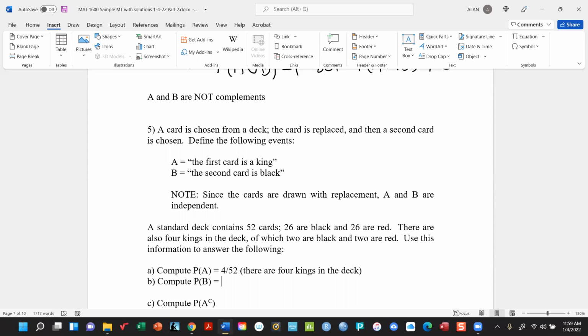how cards work. So anyway, with B, 26 out of the 52 cards are black. Of course, the other 26 are red.